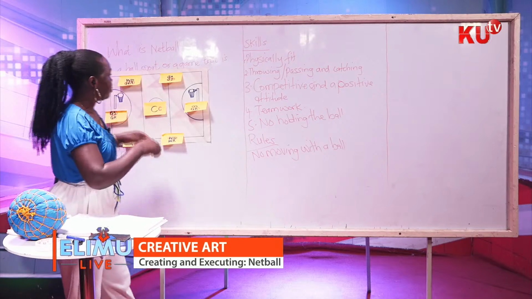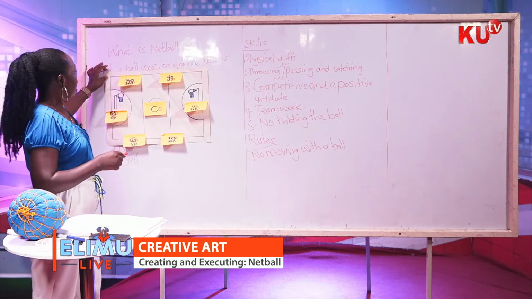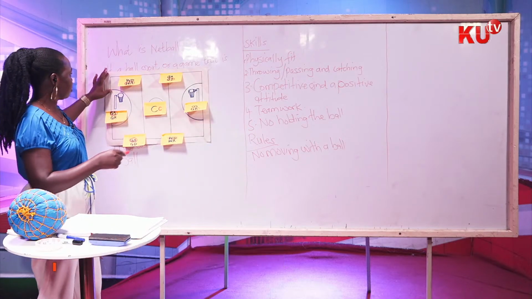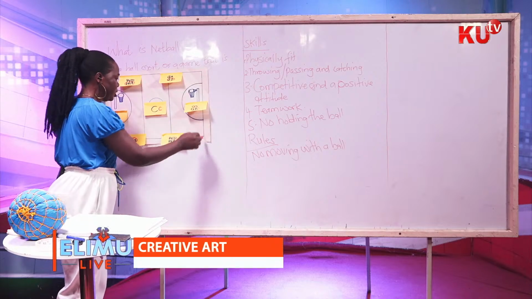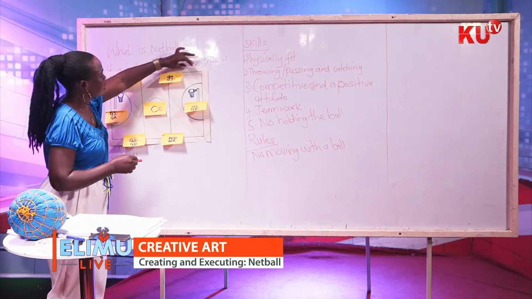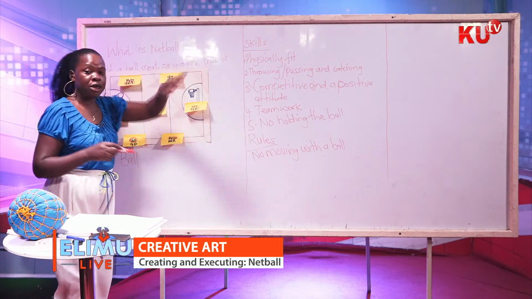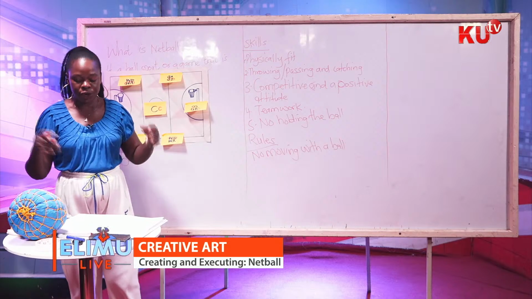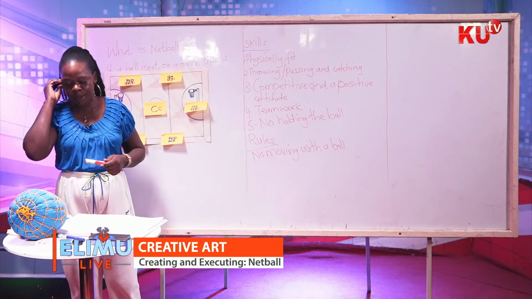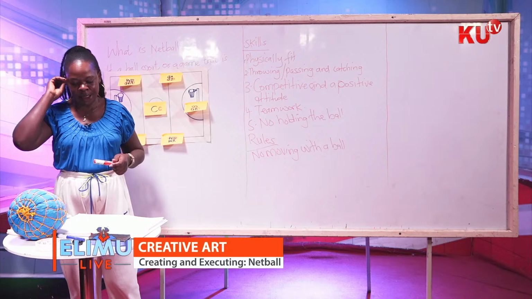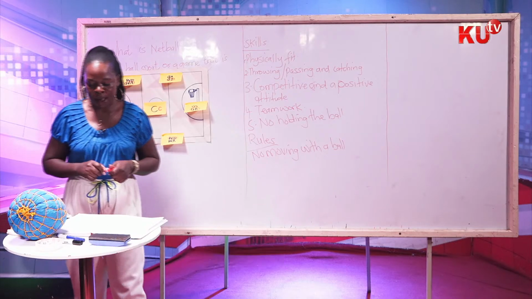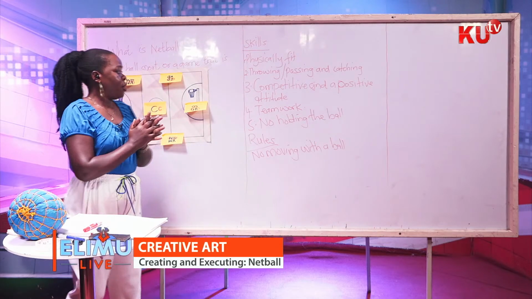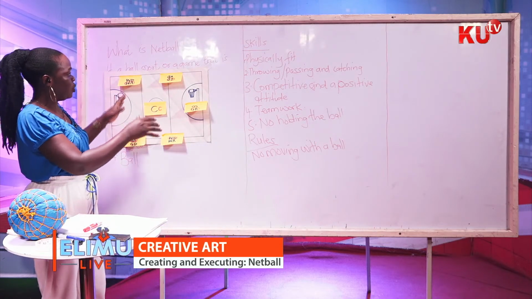Are we together? The last rule is the players are supposed to move within that designated area. This is within the court. If you move outside this court, this line, then it means you are offside, and you put the ball down and the ball is thrown to your opponents. The ball goes to your opponent's side. Now, so for us to play netball, we need all this.